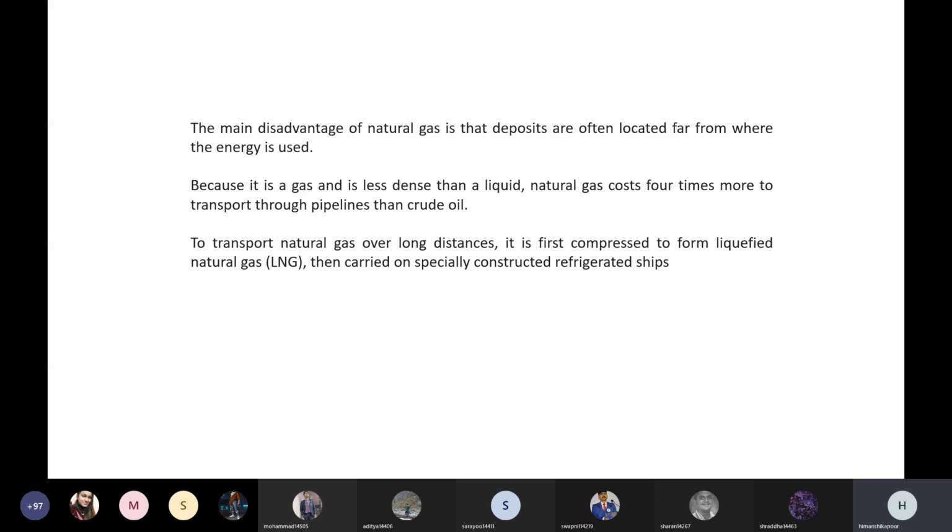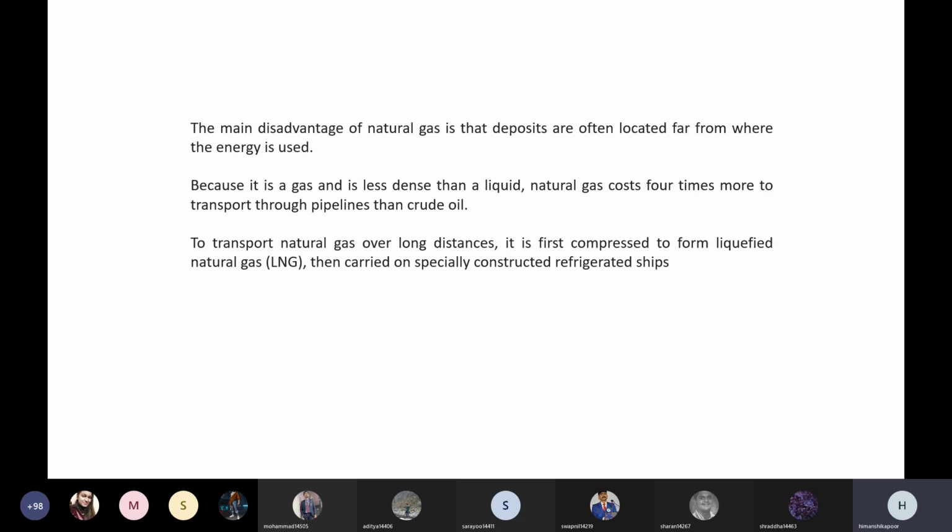So what are the disadvantages? We have seen many advantages. Now coming to the disadvantages. This again comes down to density: transportation would be difficult and it is highly inflammable. So we have to be very careful when we are transporting or storing it.